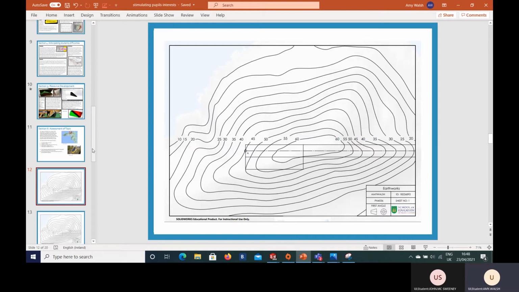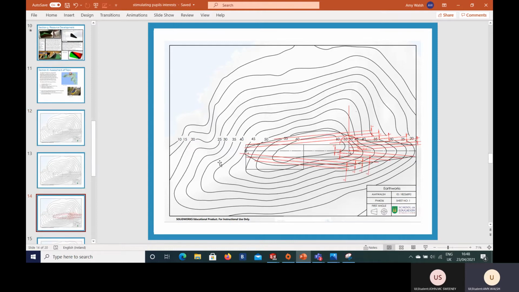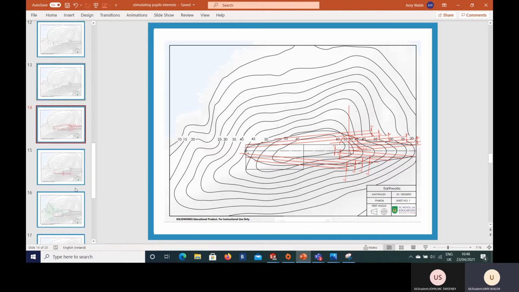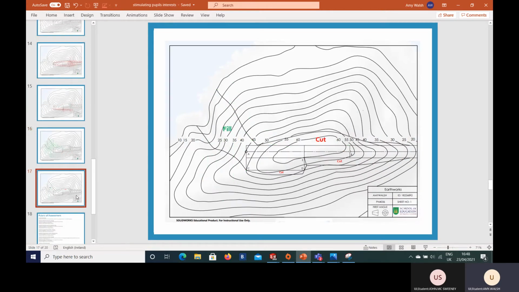The students then have to, for the construction, this would be what they have to do, the cuts and the fills. So here would be the cuts, and then this is the fills. The finished solution would look like this.